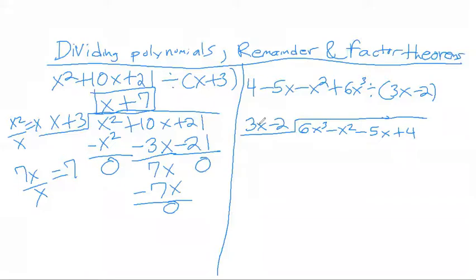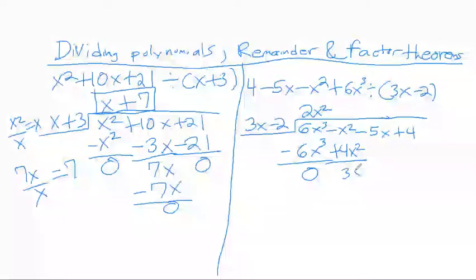So how many times does 3x go into 6x cubed? Well, if I divide 6x cubed by 3x, that's going to give me 2x squared. So then 3x times 2x squared is 6x to the third. Take the opposite of it, it's minus, that's 0, it's done. Negative 2 times 2x squared is negative 4x squared. And the opposite of that is positive. So that becomes 3x squared.